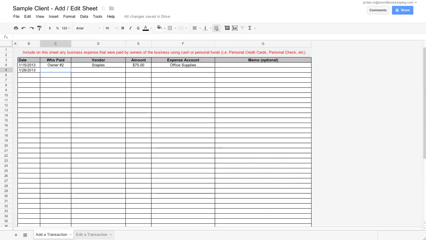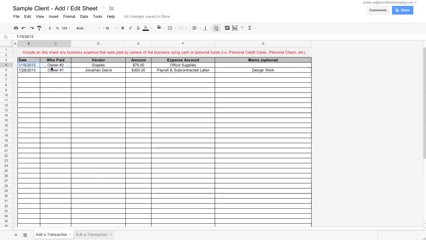let's say on January 28th, owner number 1 paid Jonathan David $300. Let's say they wrote a check to Jonathan David for $300 out of their personal account, and the expense account would probably be payroll and subcontracted labor, because that's where payments to individuals go for services, and then the memo could be design work.